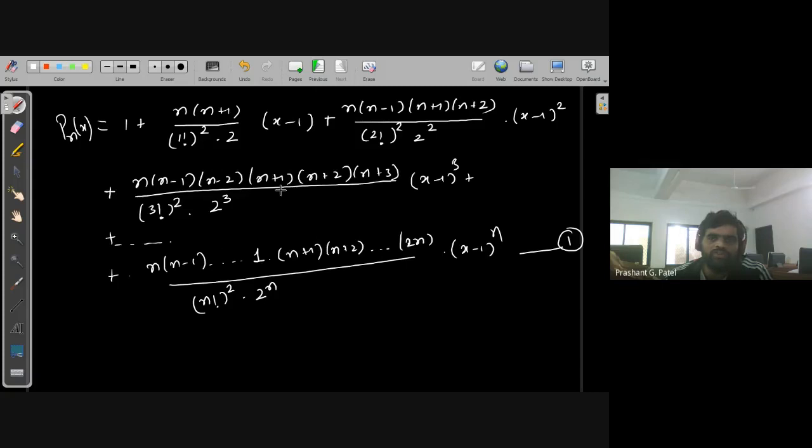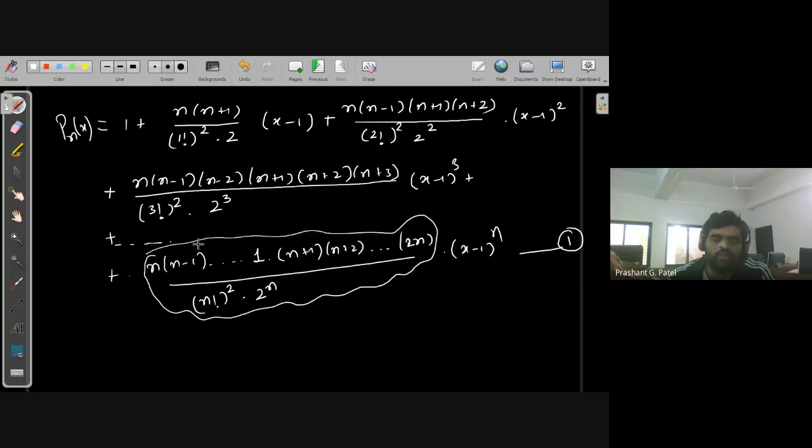Now this is in powers of x minus 1 raised to n. And one can note what the coefficient is here. If you can simplify this quantity, then you may just note down that this is 1 into 2 into 3 up to n. This is n plus 1, n plus 2 up to 2n. So this is actually 2n factorial upon n factorial square into 2 power n. That is the coefficient of x minus 1 raised to n that we got from this quantity.